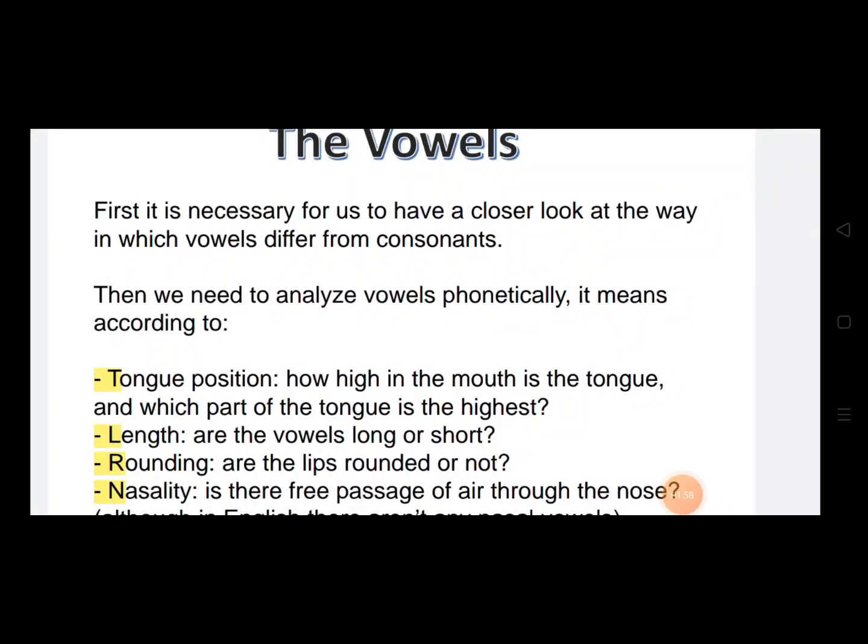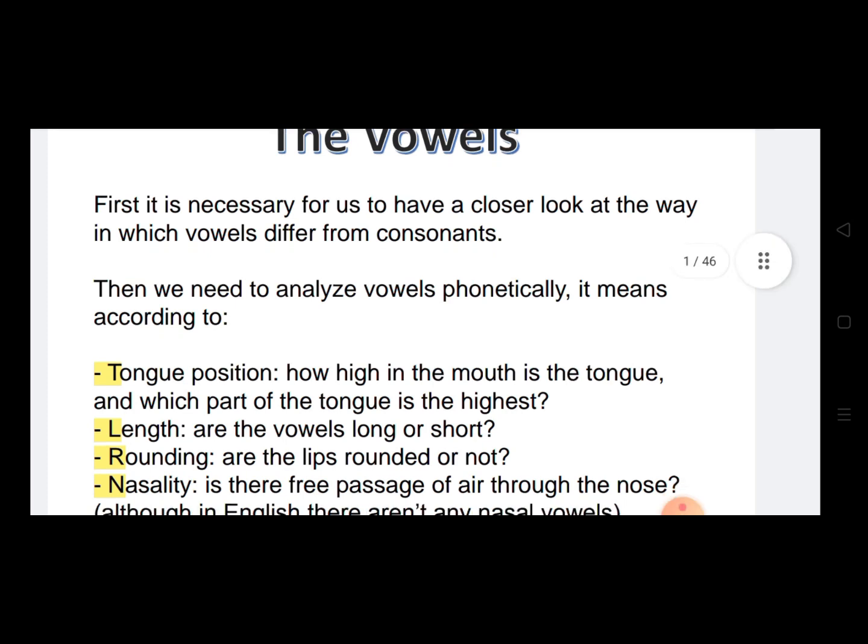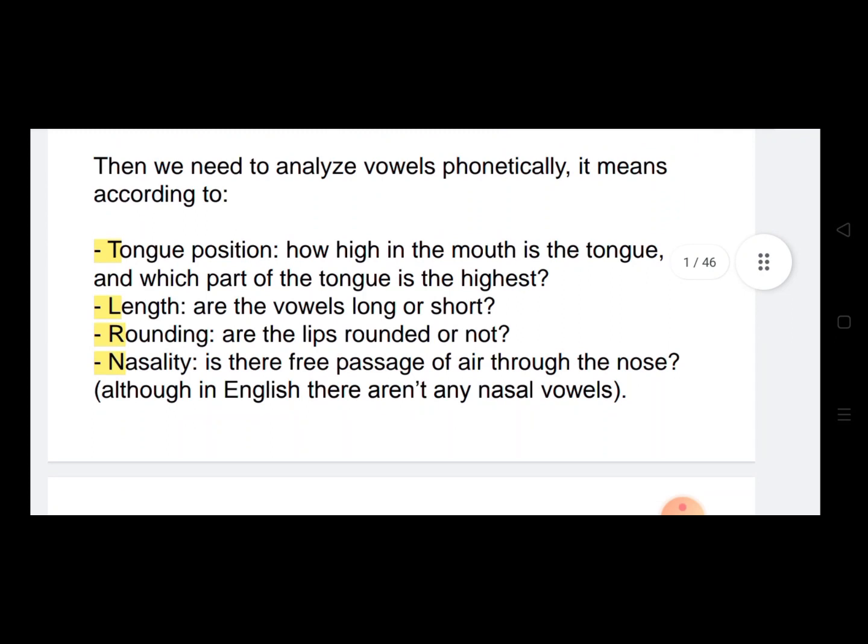In phonetics, we define vowels as the sounds which are produced with no obstruction in the vocal tract. So now we'll see how vowels are differentiated from consonants on the basis of some properties. The first one is the tongue position. They are differentiated on the basis of how high in the mouth the tongue is and which part of the tongue is the highest. Secondly, we'll see the length of the vowel: is the vowel long or short.